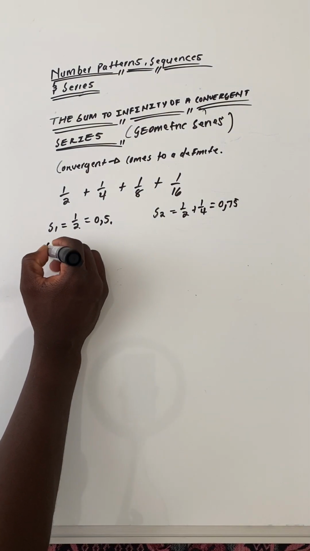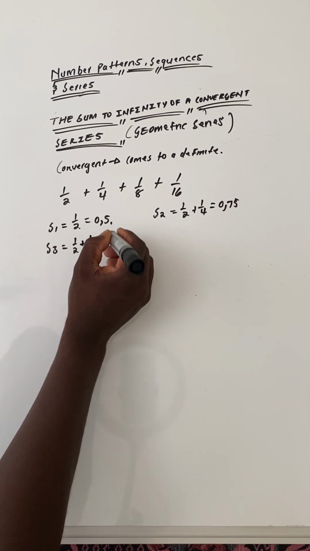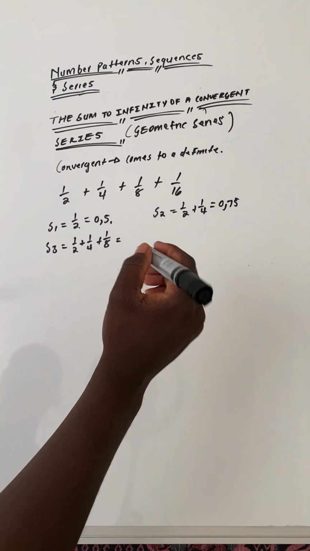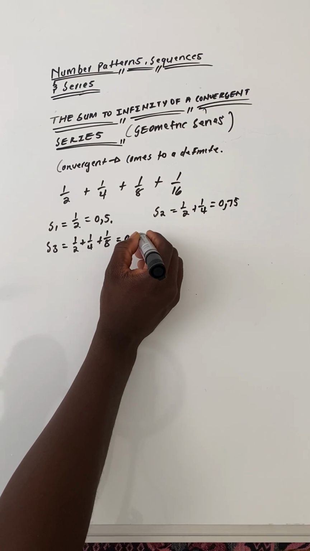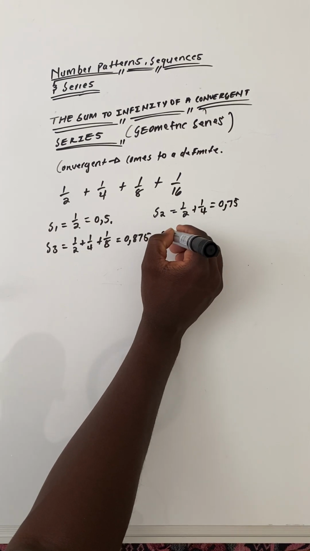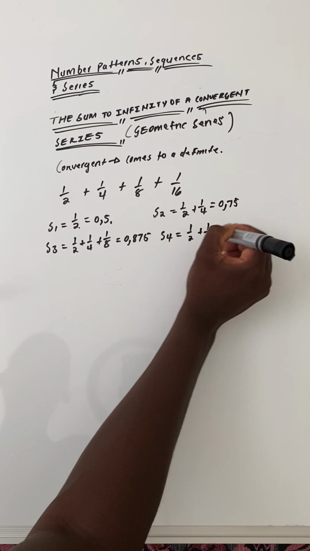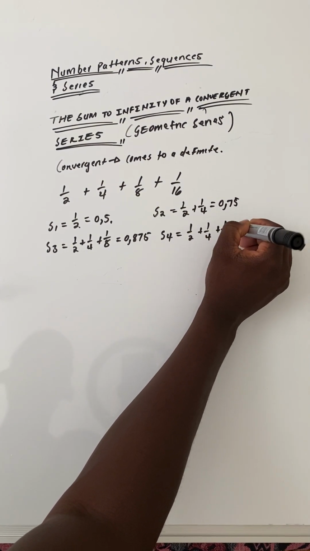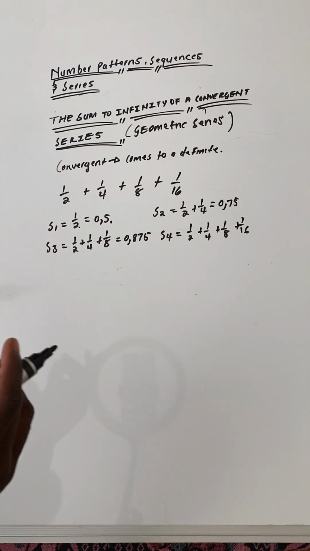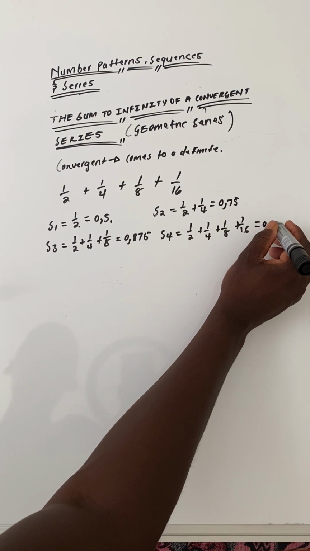Now let us check the sum of the first three terms. That would be 1 over 2 plus 1 over 4 plus 1 over 8, and when you put that into your calculator, you'll get 0.875. When you calculate the sum of the first four terms, that will be 1 over 2 plus 1 over 4 plus 1 over 8 plus 1 over 16, and when you sum that up, you'll get about 0.93.